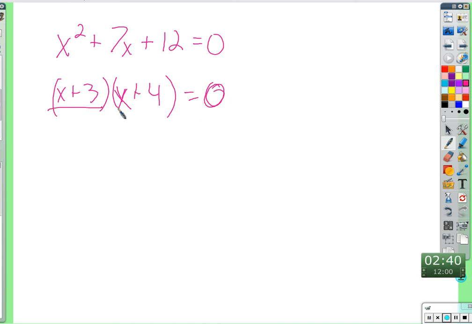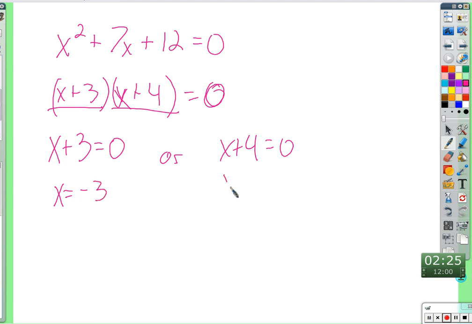All right, so a number times another number equals 0. If that's true, then what else has to be true? One of them is 0. Here's one of them. That would have to be equal to 0. Or this would have to be equal to 0. So subtract 3 on both sides. Subtract 4 on both sides. There we have it. Two solutions. X equals negative 3 and x equals negative 4.